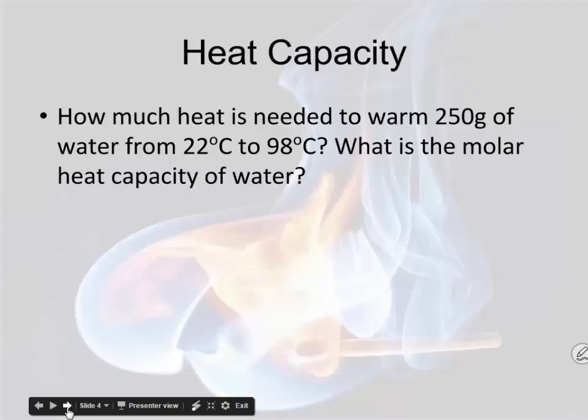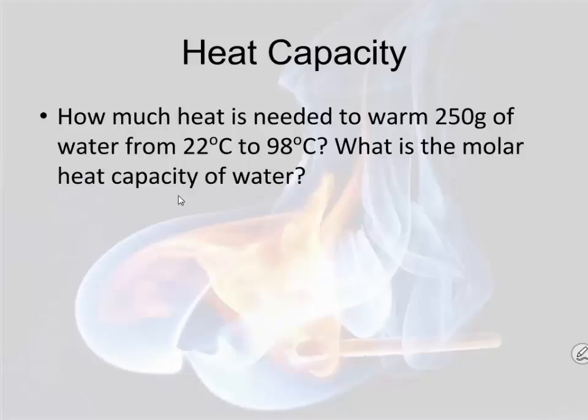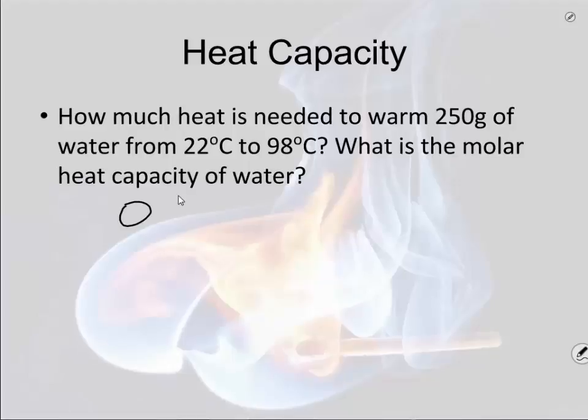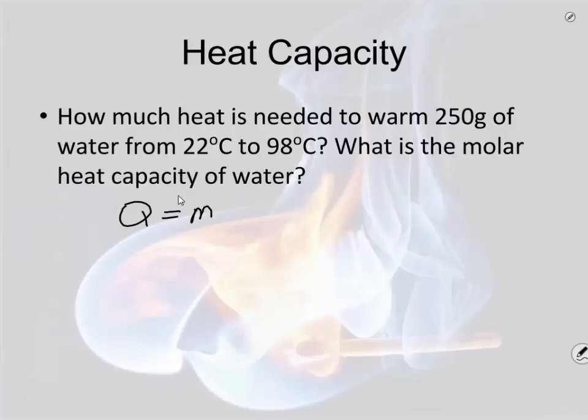So let's try an example problem. How much heat is required to warm 250 grams of water from 22 degrees Celsius to 98? And then it wants us to convert that heat capacity for water into a molar heat capacity. So we're going to be using our equation, Q equals mc delta T. And we're asked to solve for how much heat. So that would be Q that we're trying to find.